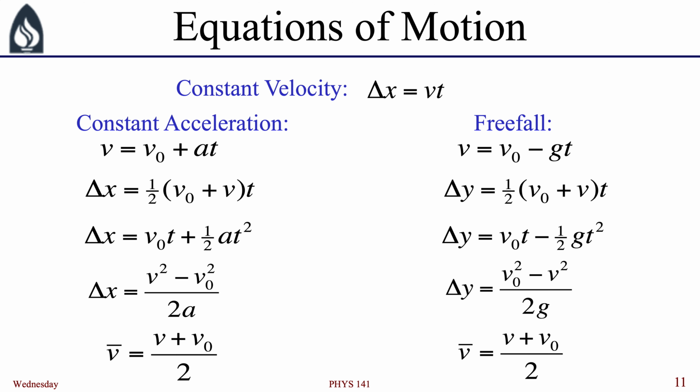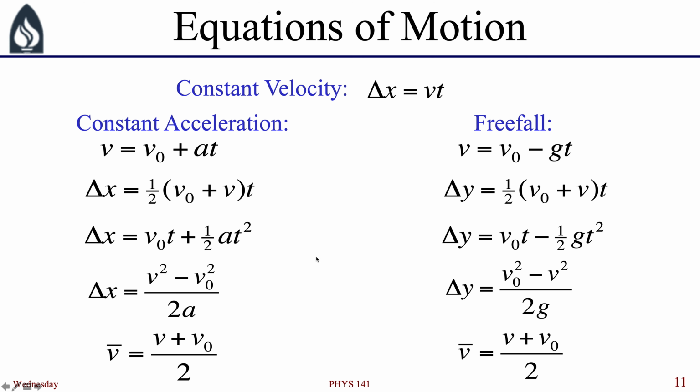So now on this slide we see all of the equations of motion that we've discussed up to this point in the class. We know that when the velocity is constant, when the acceleration is 0, and we are just moving at a constant velocity in one direction, we can say that the displacement is velocity times time. And this equation only works when we have a constant velocity. On the other hand, if we have a constant acceleration, we can say any of these equations apply. And if we have free fall, we can take our constant acceleration equations and replace the a with a minus g. And those equations will apply as well.